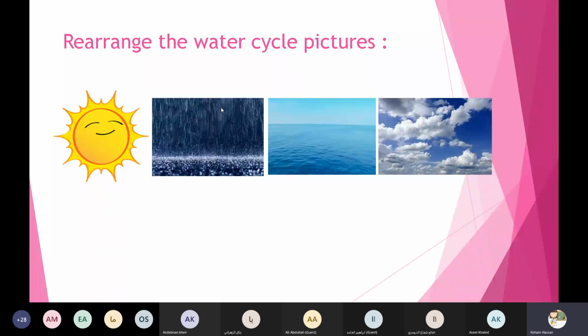So, who can rearrange this water cycle with me? If we start the water cycle, which picture is the first? Can you help me, Omar Maher? Now, one by one, I will call your name to answer me. Yes, Omar Maher? Yes, teacher. Omar, are you listening to my story?